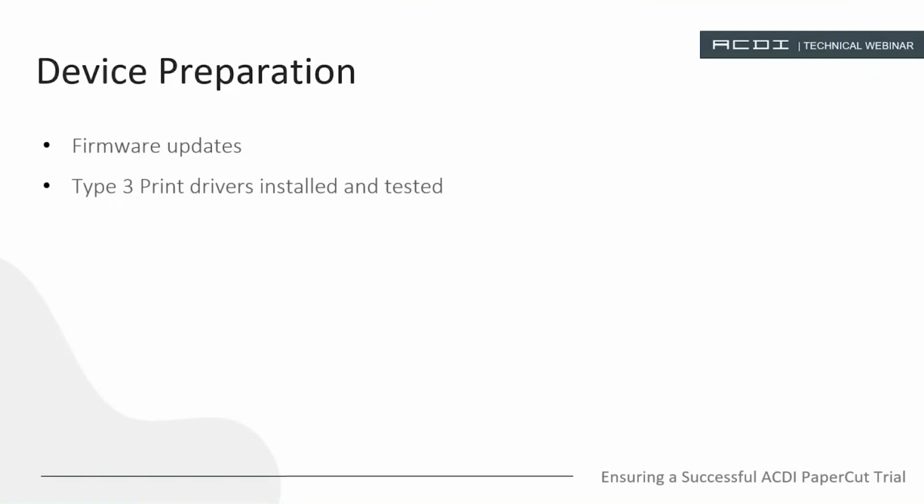I've said this on many webinars. I'm going to say it again. This is really important. Perhaps the number one takeaway from today. One of the biggest things you can do to ensure a successful PaperCut trial is to have the devices on the network, printing as normal before we install PaperCut. I can never stress that enough.